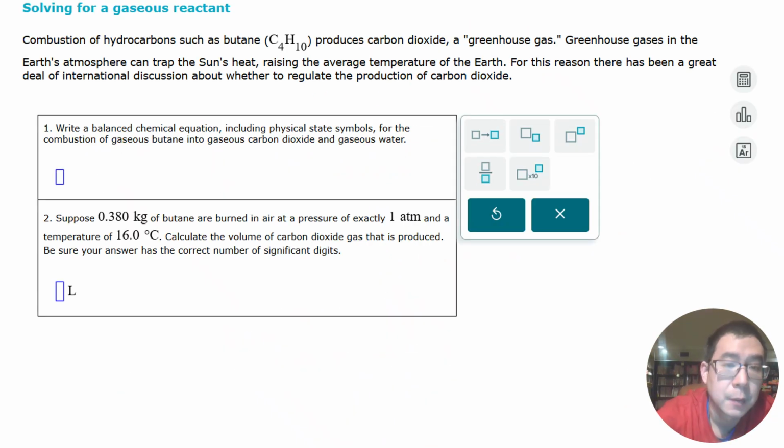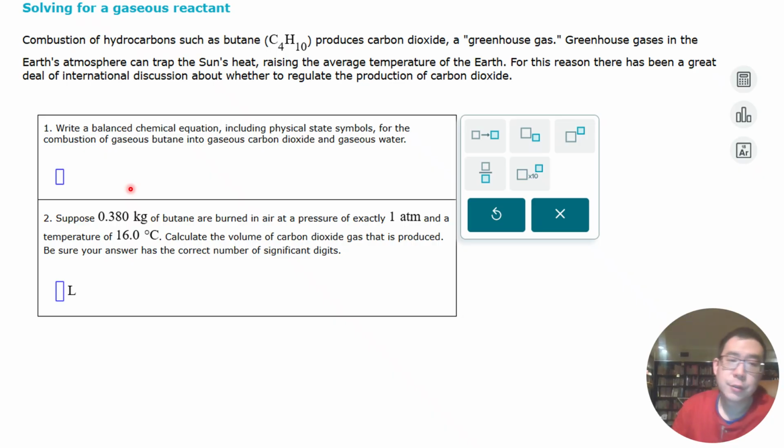It says combustion of hydrocarbons, such as butane, produces carbon dioxide, and then it gives you a story about greenhouse gases. And then we're going to skip over this, come back to it, and it says, suppose this amount of butane is burned in air, oxygen, right, at a pressure of exactly 1 atm, atmospheric pressure, at a temperature of 16.0 degrees Celsius. Calculate the volume of carbon dioxide gas that is produced. Be sure your answer has the correct number of significant digits.